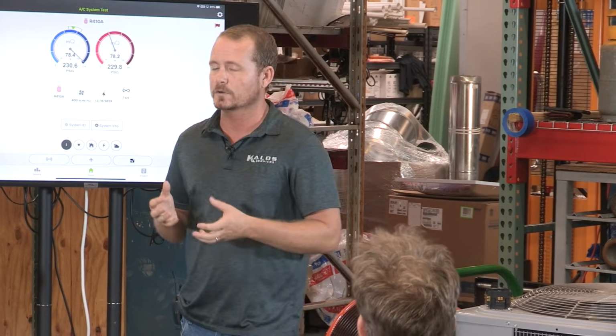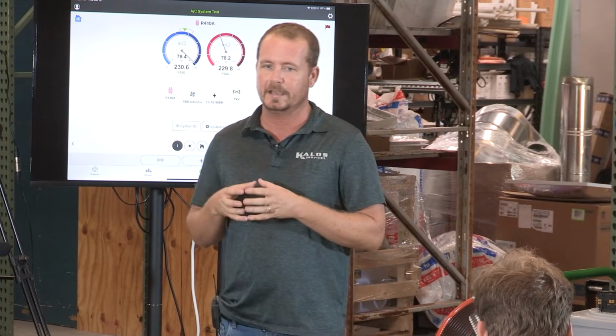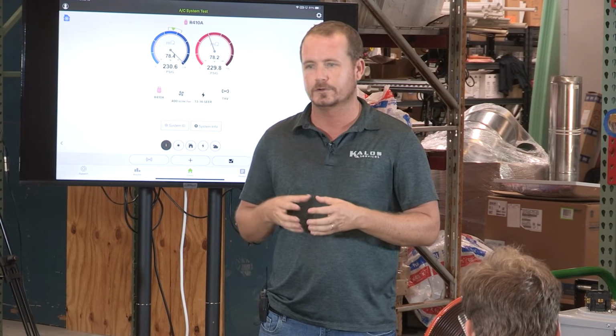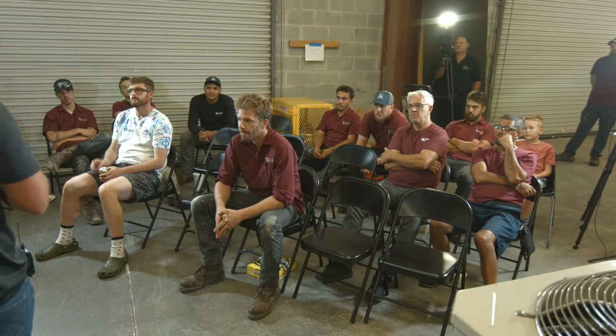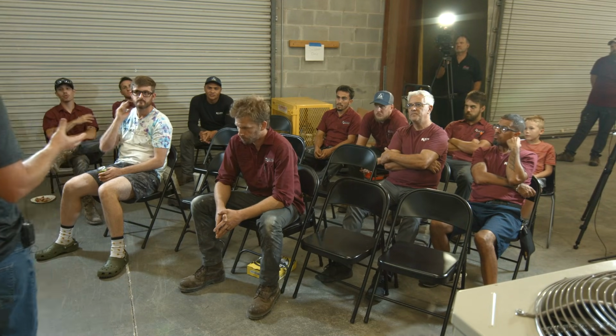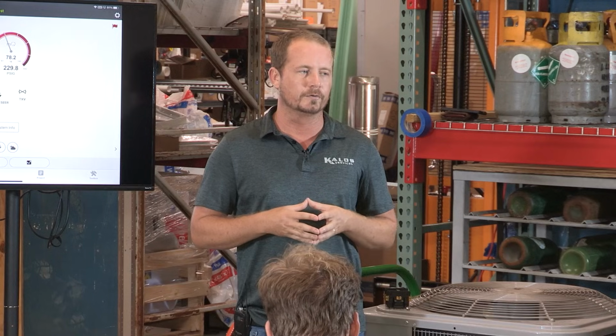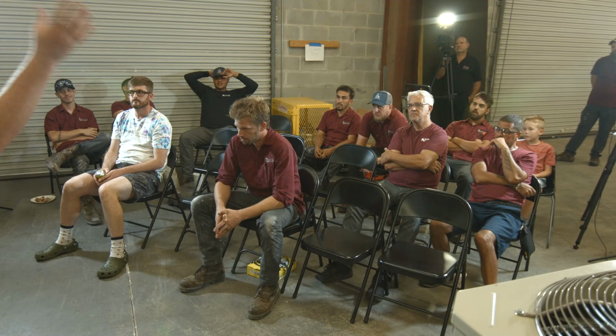What are some other things? What are some customer-caused things in addition to air filters that can cause low system airflow? Closed supply vents. Why do they do that? Because they're cold in the room. Trying to force more air into another room.